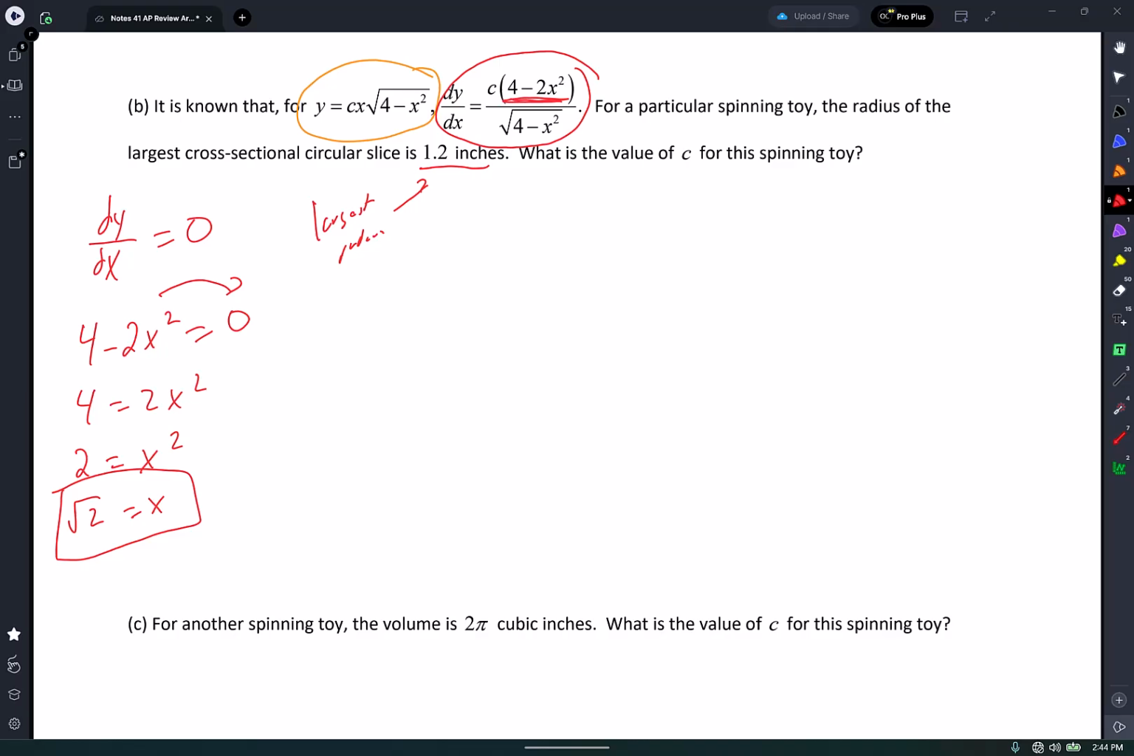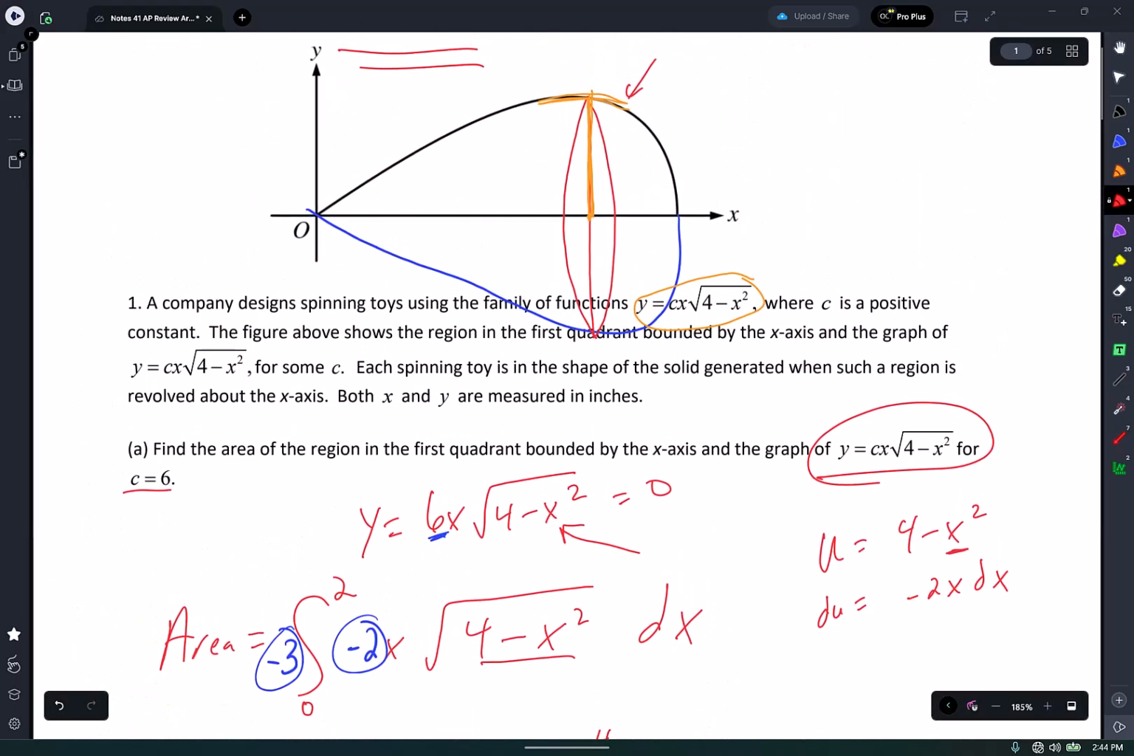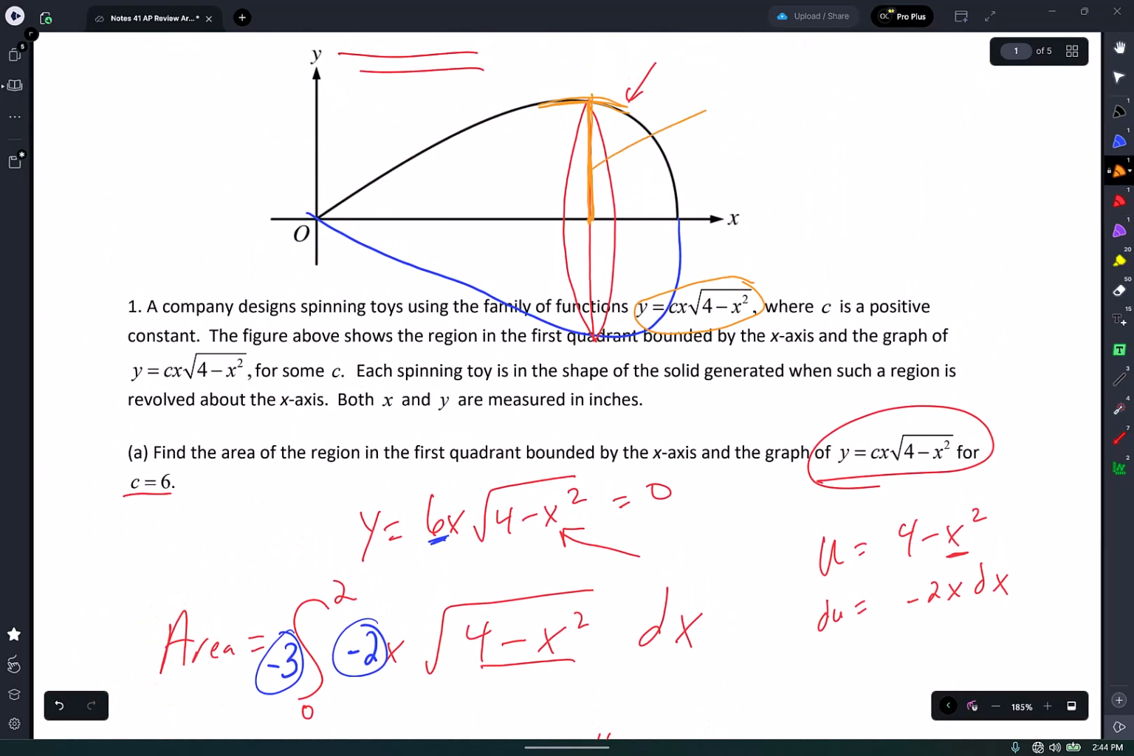Why do I need x? Well, don't I know that the radius is 1.2? Guys, this is my radius. This in burnt orange, that's my radius. So if this is my y value, just set the function that you have equal to 1.2 at that x value. Because that x value right here, that's square root of 2. Because that's where the max happened. That's where I found my derivative to be 0. Is this making sense?